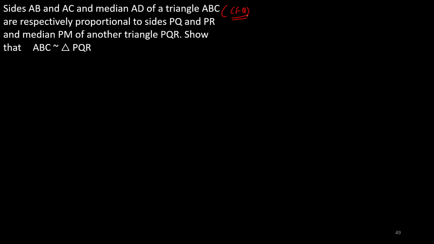So now, side AB, AC and median AD of a triangle ABC are respectively proportional to sides PQ and PR and median PM of another triangle PQR. Show that triangle ABC is similar to triangle PQR. The word triangle is missing over here. Right, so triangle ABC is similar to triangle PQR.